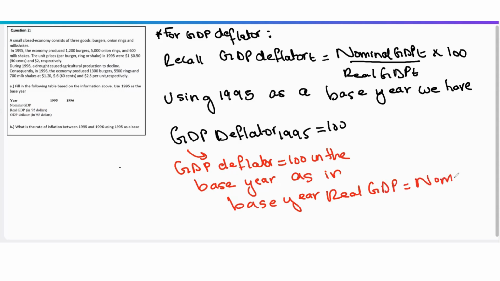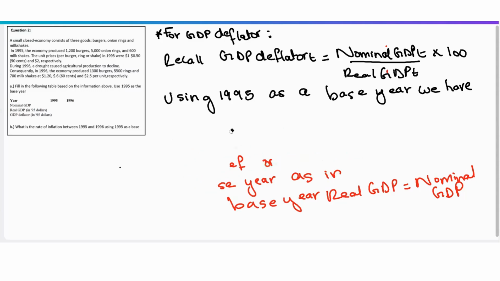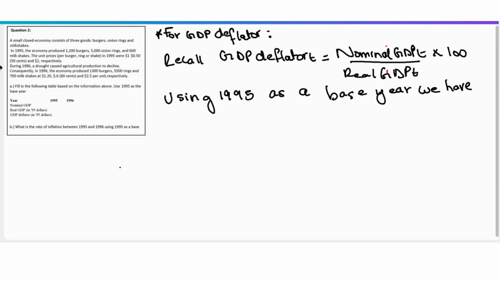So if you are finding the GDP deflator in the base year, that's very simple. It's just 100, because nominal GDP is the same as real GDP. So then the GDP deflator just becomes 100. Now let's find GDP deflator for 1996. 1995 is very simple. We didn't have to do any calculations as that was the base year, but now we will have to calculate it for 1996.